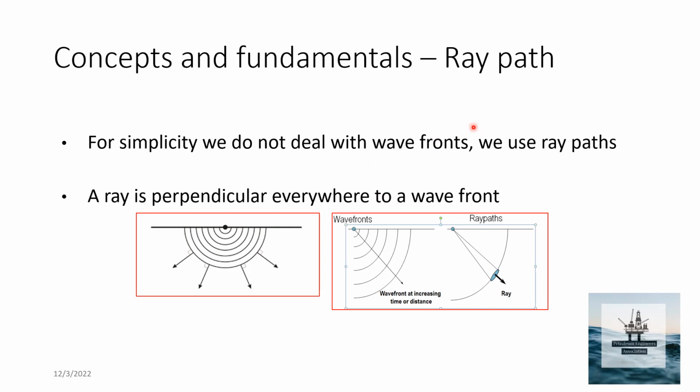What is the ray path? Simply, the ray path is a line perpendicular everywhere to a wave front. So this is a wave front. You can consider this point as a source. So the wave is propagating down, and it's represented by the ray path.